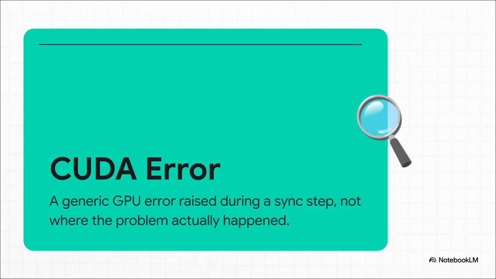A CUDA error is kind of like a smoke alarm going off in the hallway. It tells you there's a fire somewhere in the building, but it doesn't tell you which room it started in. It only gets triggered at a synchronization point, which is usually long after the real problem happened.